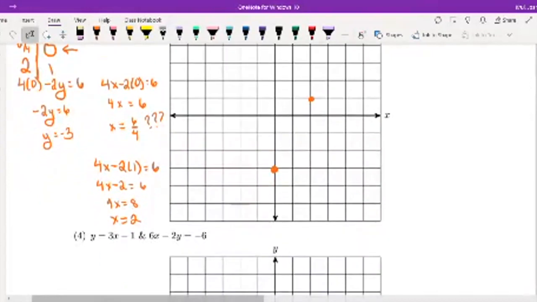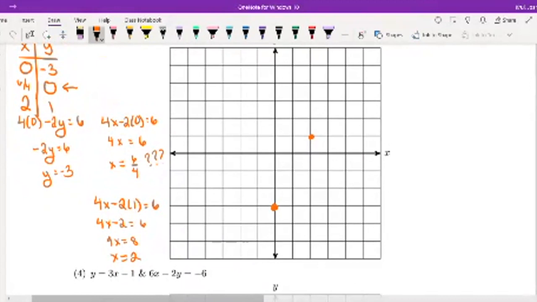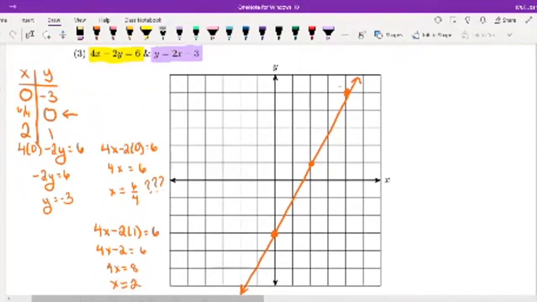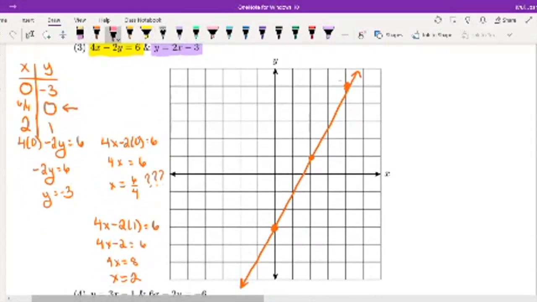Okay, so it looks like we might be able to make one more point so we know where we're going. We're going up 1, 2, 3, 4, and over 2. So here is our line this way. Okay, now the purple line is already in y equals mx plus b, so we know that the y-intercept is negative 3, and we're going up 2 over 1. So this is very interesting because this is actually creating the exact same line.